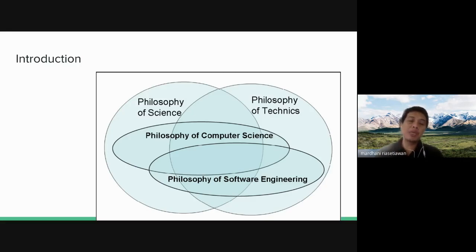So it will become the philosophy of science. Everything will be seen as science. What is science? We will discuss that later. And then the second circle is not science actually, but mostly techniques.